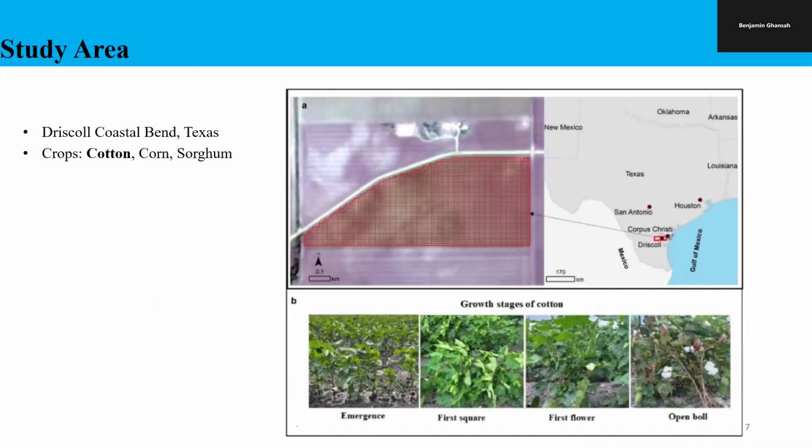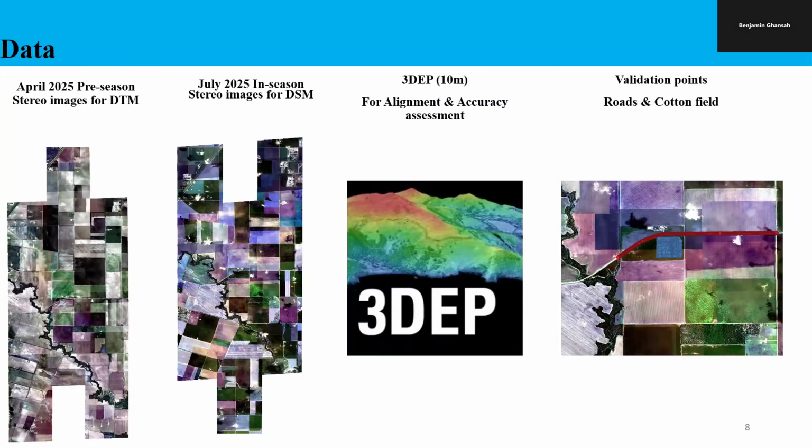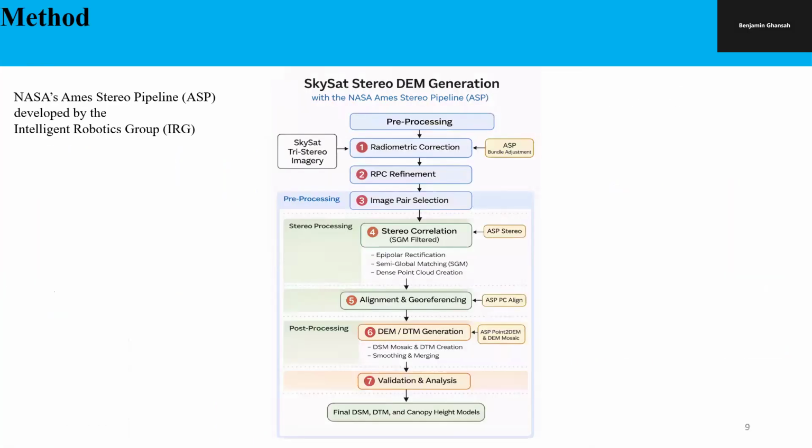The study area for this work was Driscoll, which is in the coastal bend area, and crops grown in this area include corn and sorghum. For the data set, we acquired a pre-season stereo image, an in-season stereo image in July, and we also used the 3DEP DEM for alignment and accuracy assessment, and also created validation points over croplands, tree areas, and woods.